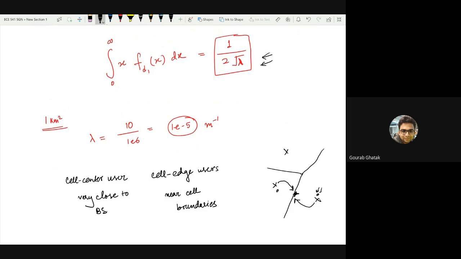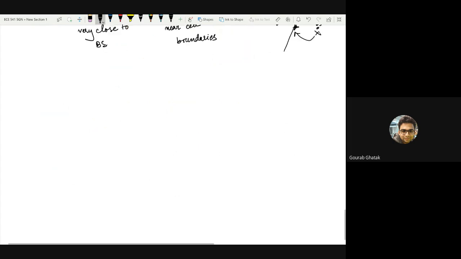Okay, if none, we can directly move on to our main topic for the day, which is to analyze single tier networks. Okay, so we have to do the coverage analysis. We will talk about what the coverage analysis means. Coverage analysis of single tier cellular networks.